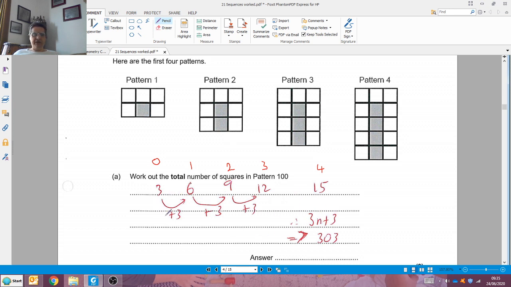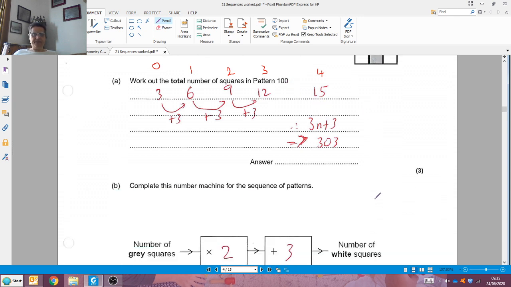What number plus 3 makes 6? The answer is 3. So the rule is 3n plus 3. Now I can actually substitute 100 into that n and get 303.